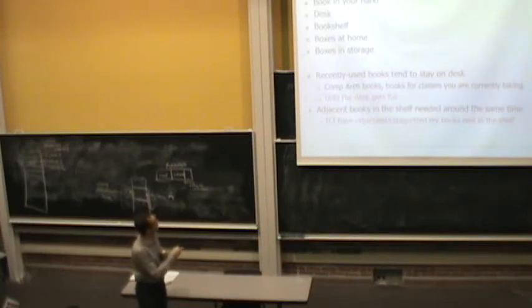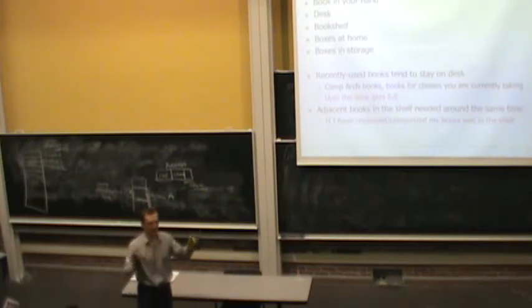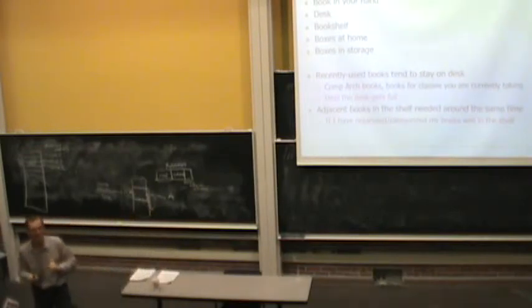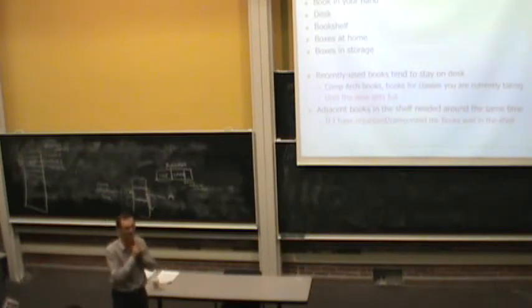And spatial locality applies here also, right? Adjacent books in the shelf could be needed around the same time. So if you have your computer architecture books together in your shelf, you could need all of them at the same time. After listening to this lecture, you want to learn about caches, and you want to look at different books. Right? So you bring all of them to your desk.